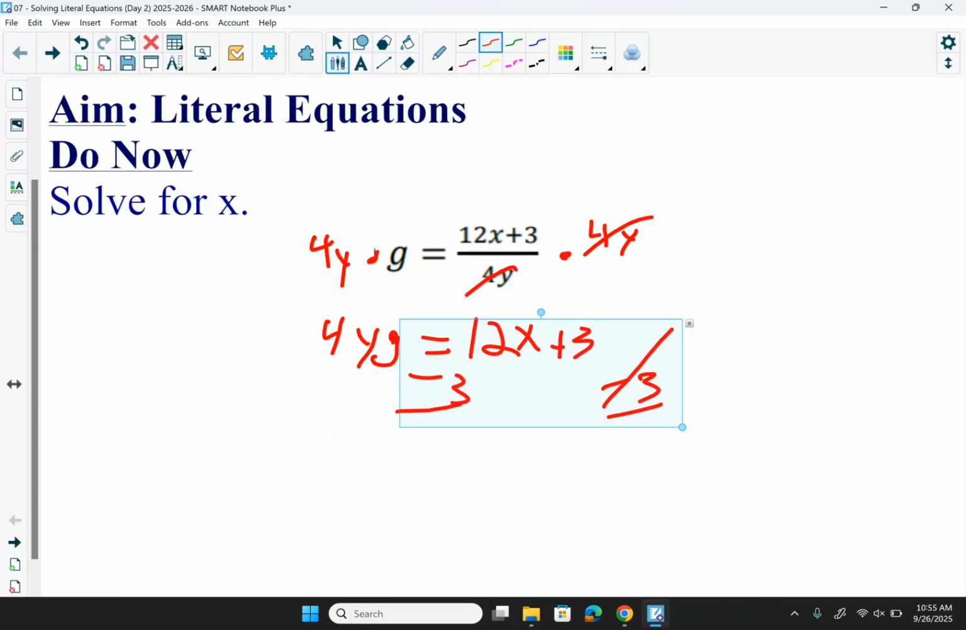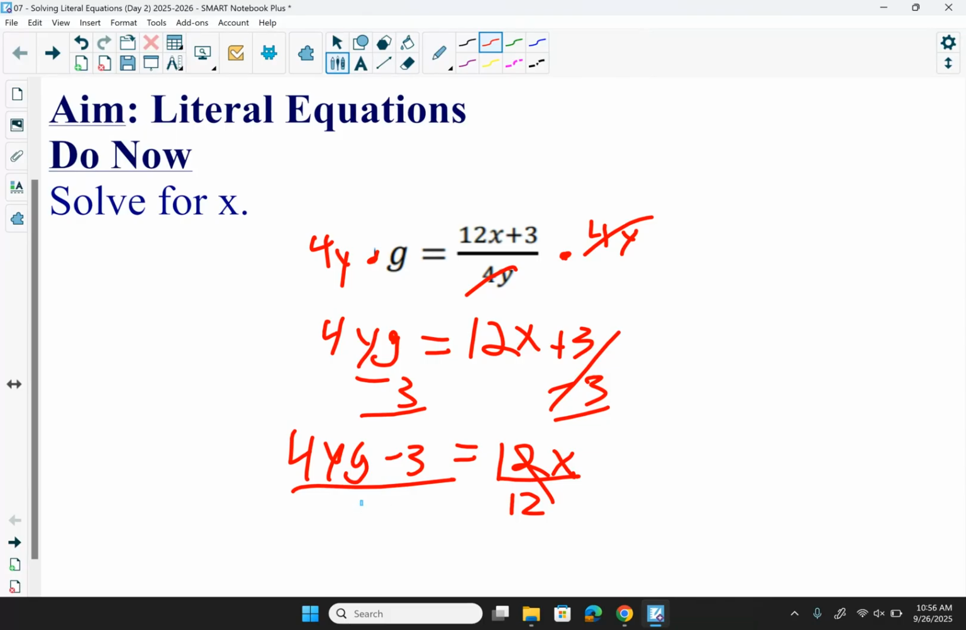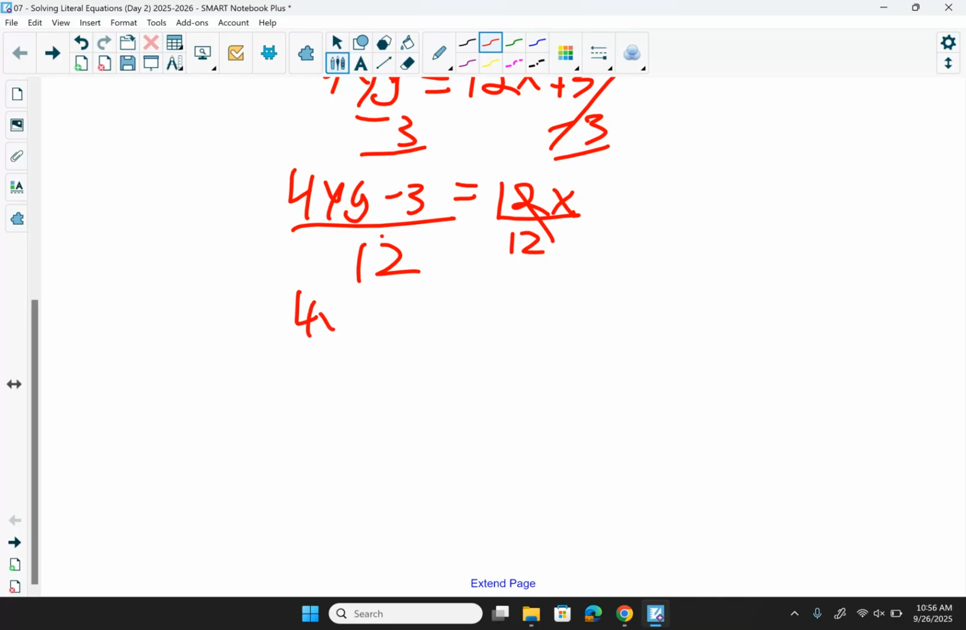4yg and the minus 3 are unlike terms, so we cannot combine them, which means we're just going to rewrite our subtraction horizontally. So we see 4yg minus 3 equals 12x. And then now we're able to fully isolate x by dividing both sides by 12. With this, now we have 4yg minus 3 over 12 is equal to x.